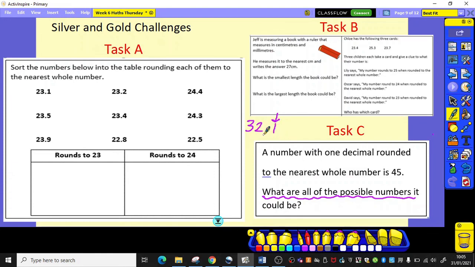Now obviously that doesn't round to 45. That would round to 32. But I'm sure you can come up with some numbers that round to 45. But I want you to get all of them. So that's really important that you think carefully about how to do that. So good luck with today's challenge. Again, there's not masses to do today, but it is important to be accurate. So I really want you to think through, double check your answers, and good luck.